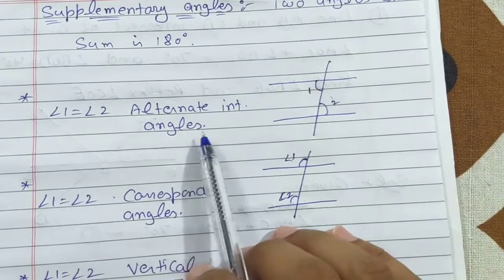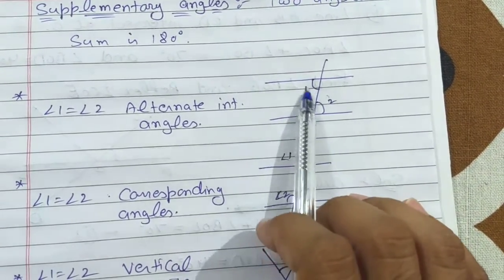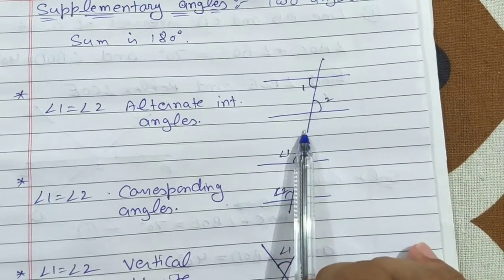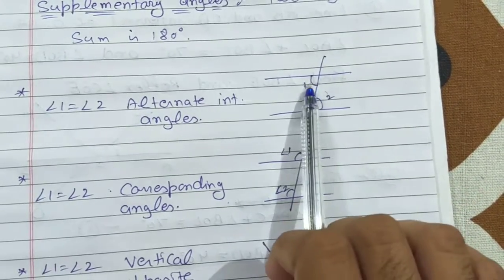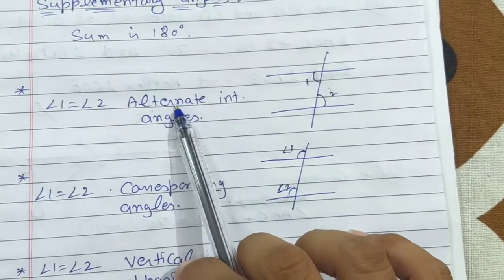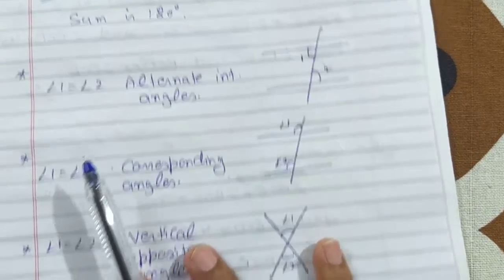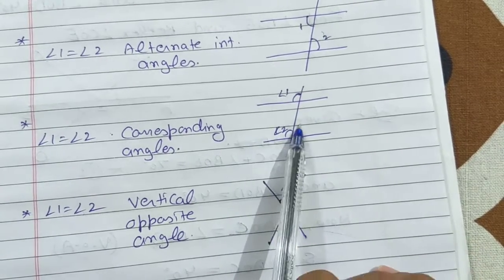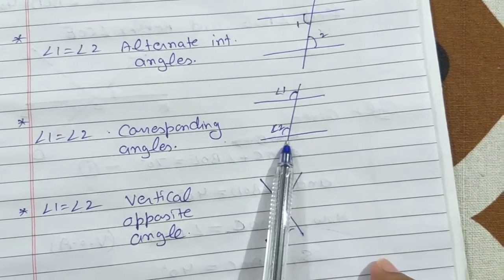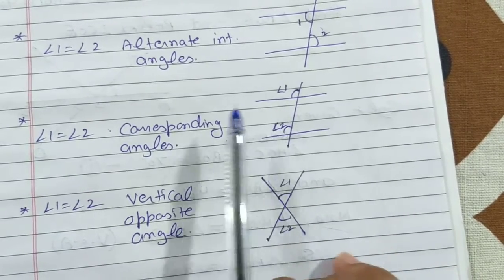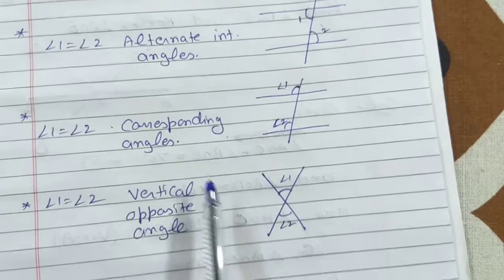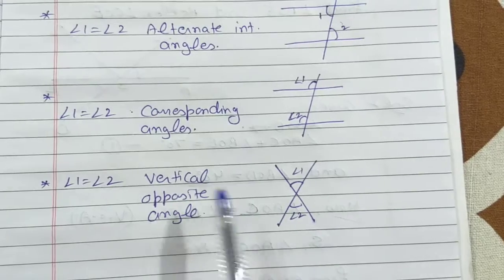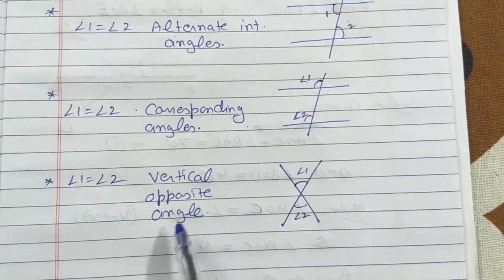Now next we have a few types of angles like this. If two lines are parallel and one line intersects these two lines, or it is a transversal line, then angle 1 and angle 2 are called alternate interior angles and they are equal. Similarly, if two lines are parallel and there is a transversal line which cuts both the lines, then angle 1 is equal to angle 2, and the reason is corresponding angles. And if two lines intersect each other, then angle 1 is equal to angle 2, and what is the reason? That is vertically opposite angles.